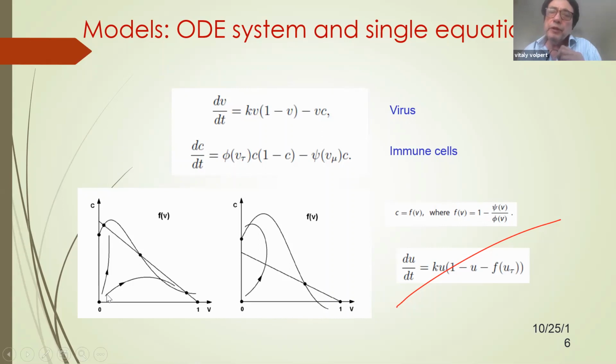In fact, it depends on the initial viral load. If the initial viral load is small, we go this way. So initial V is small, we go this way.